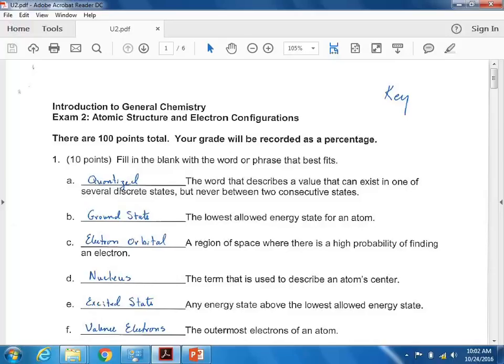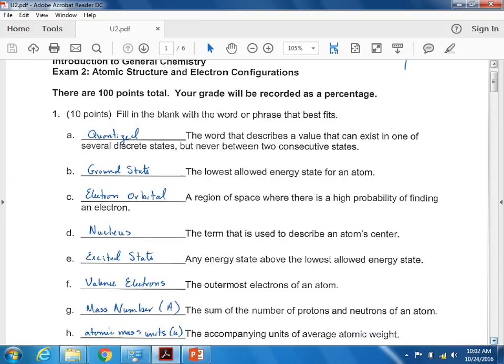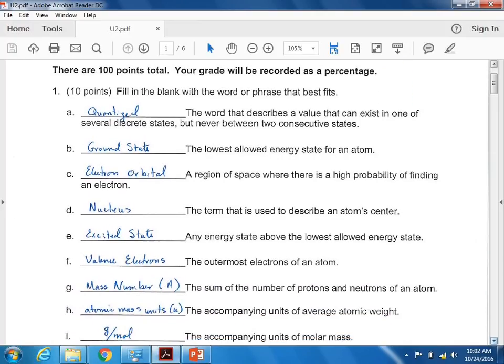Take a look. The first section, I was after a few terms. Quantized was what I was after, the word that describes a value that can exist in one of two possible discrete states. That was the chemist on stairs or the chemist on a ramp. Chemist on the stairs talks about quantized values.